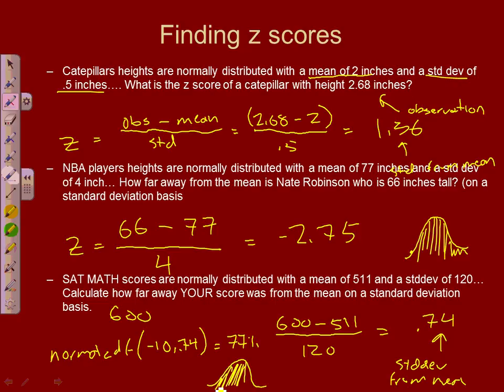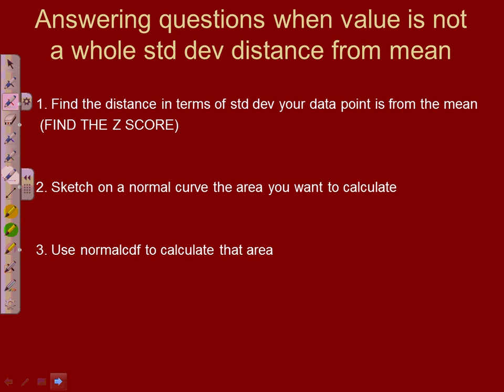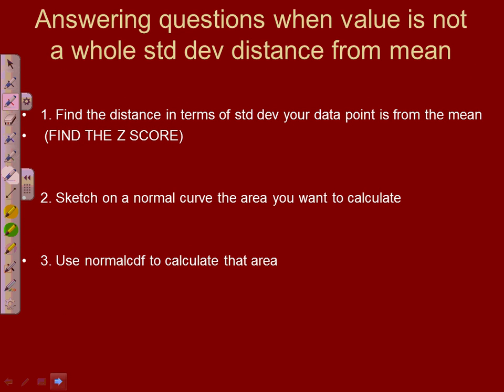Okay? And this is the basis of what we're doing, and this is giving us to our last thing, which is combining finding z-scores and finding percentages using our calculator to answer questions. Okay? Answer questions involving normally distributed data. And here's how you're going to answer questions when your value is not going to be a whole standard deviation from the mean.